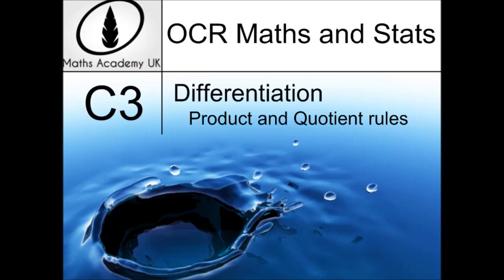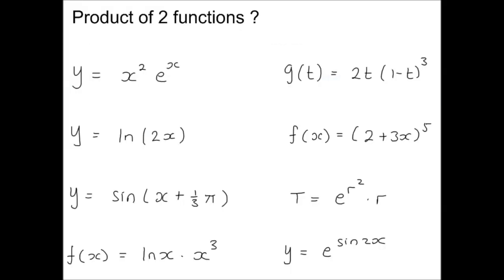The product and quotient rules for differentiation. Which of the following is a product of two functions? Okay, the first one. We've got x squared and we've got a to the power of x. Two functions, we're multiplying them, so this is the product of two functions.